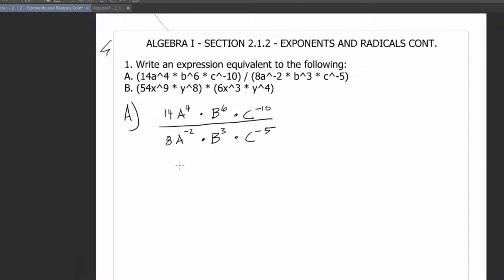Okay, so we'll step into it. Let's divide this into 3 parts. You can only really divide like constants by like constants, right? So let's look at 3 separate problems for this one. We'll have 14A to the fourth, and pardon my handwriting, over 8A to the negative 2.